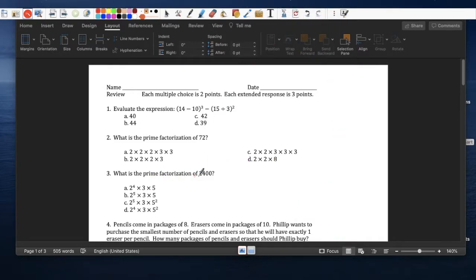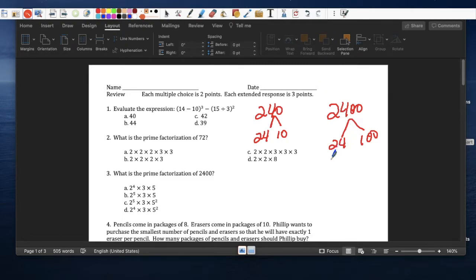Question 3: what's the prime factorization of 2,400? Yikes. So again, I would break this up. Remember the little trick with zeros, when the zeros are at the end. If that was 240, we could break that up into 24 and 10 because there's one 0 there. Now because there are 2 zeros here, one number should be 100 and the other one should be 24. That's a nice little trick that we can use.